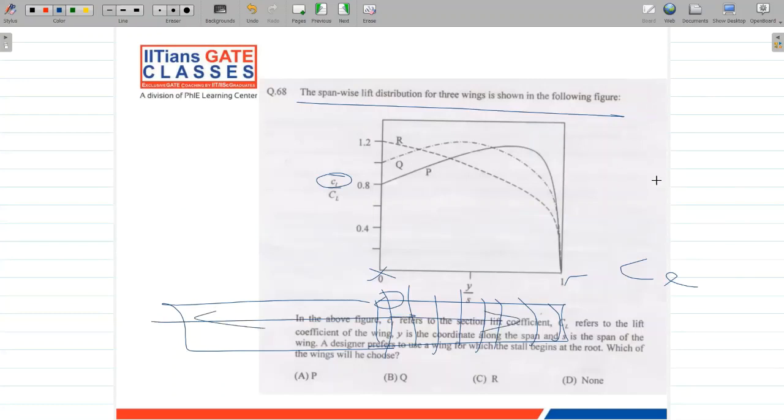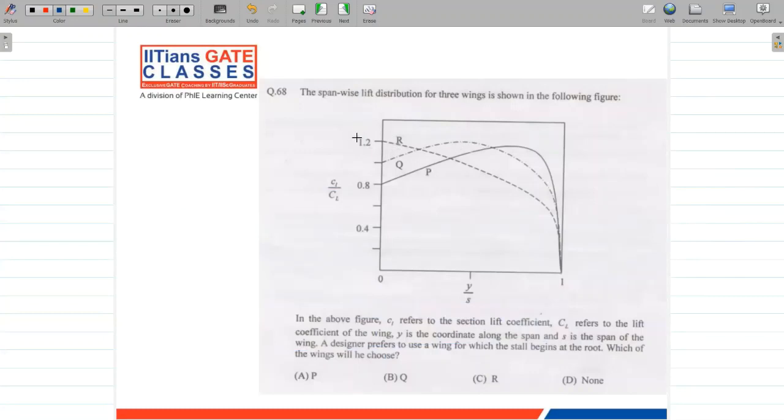And so we know that an airfoil will generate more CL than the wing because of the 3D wing effects and things like that. So you can see that in certain locations it is greater than 1. So in this question, they've given you, for each of these wings, how the CL varies. In wing P, the CL generated by the airfoil varies in this way. It starts at 0.8 and then increases to, let's say, 1.1 and then goes to 0 at the wingtips.